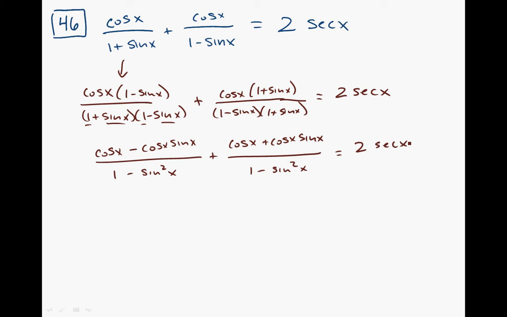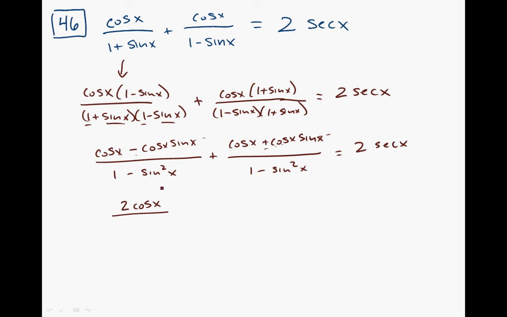All right, so now that we have a common denominator, we can go ahead and add the numerators. So we have a cosine x plus a cosine x, so that'll give us 2 cosine x. Then we have a negative cosine x sine x and a positive cosine x sine x, so those will cancel out. All right, so that's our numerator. Wow, that cleaned up nicely.